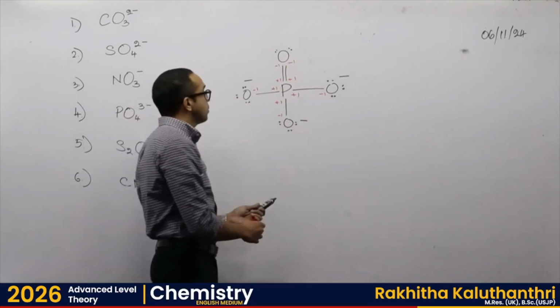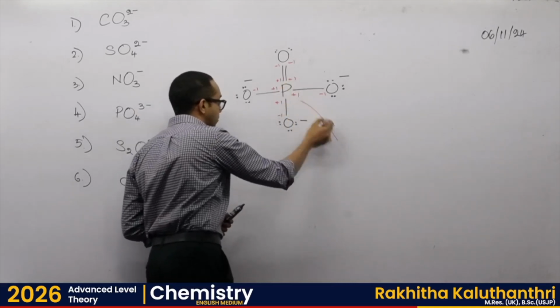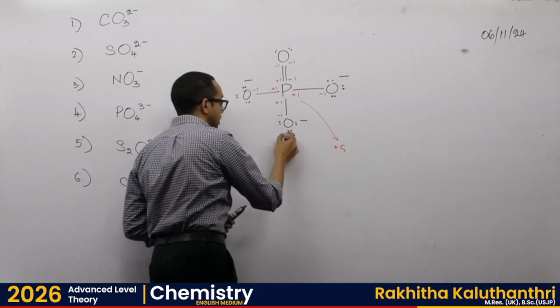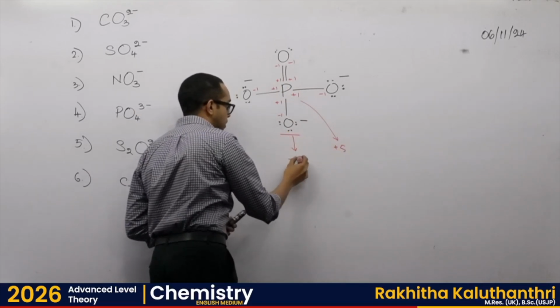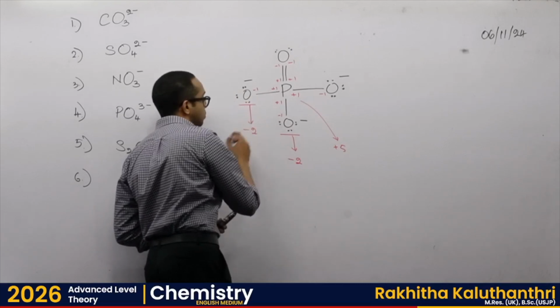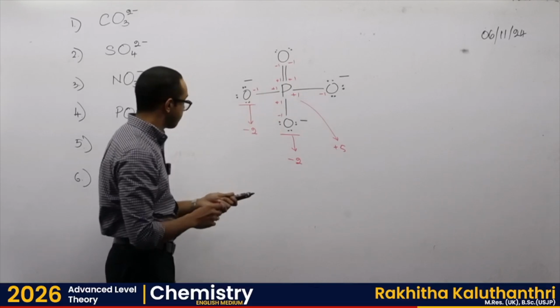So now, phosphorus has 5 positive charges around it. So therefore, phosphorus's oxidation number is plus 5. Each time we see oxygen, we normally see oxygen happens to be minus 2. Here all the oxygens are minus 2. Right? This oxygen also is minus 2, where you can very clearly see.